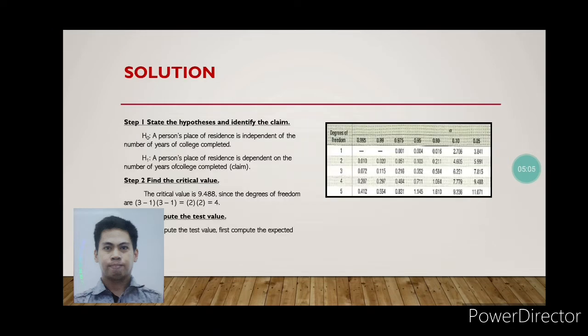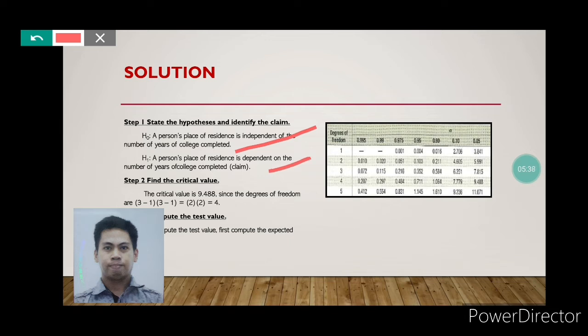And here is now our solution. Step 1 is to state the hypothesis and identify the claim. And these are the hypotheses: the null hypothesis is a person's place of residence is independent of the number of years of college completed. And H1, a person's place of residence is dependent on the number of years of college completed. And this is now the claim.